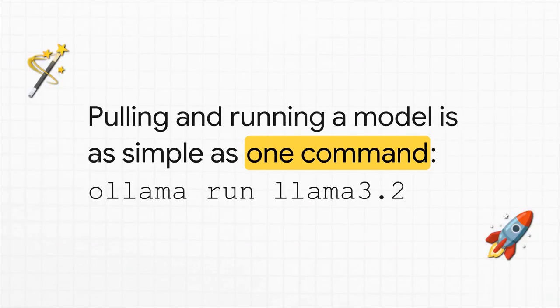And this right here, this is the magic. To get a cutting-edge model like Llama 3.2 and start chatting with it, it's just one command. ollama run llama3.2. That's it. The very first time you do this, it'll download the model. But after that, it fires up an instant chat session every single time.